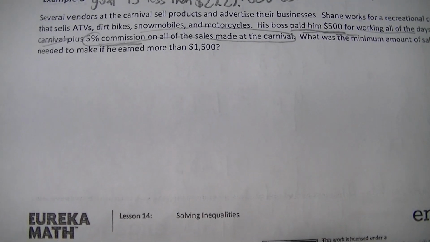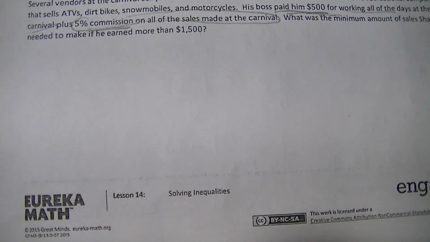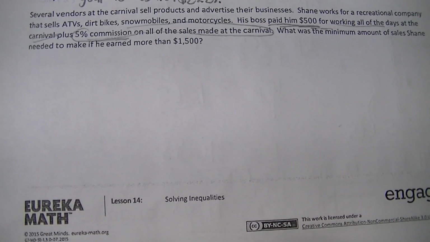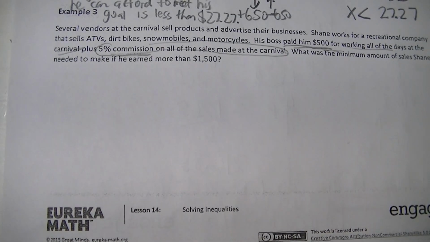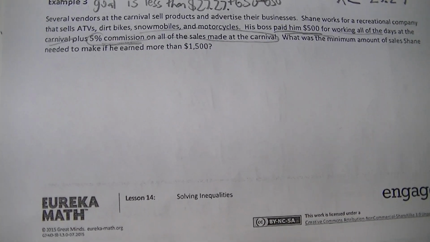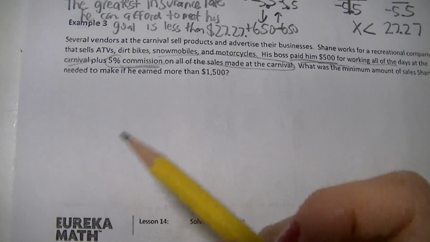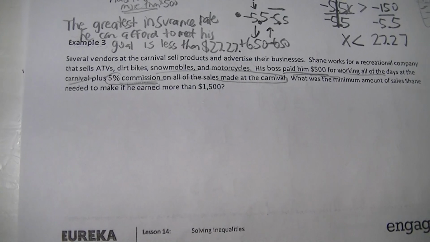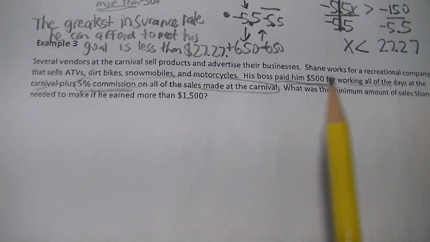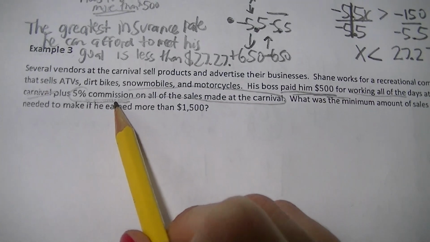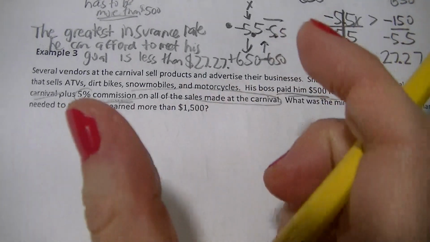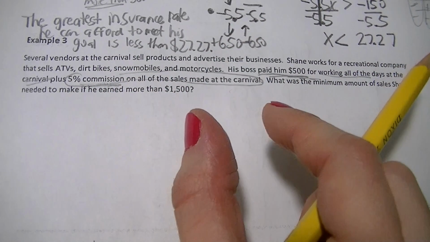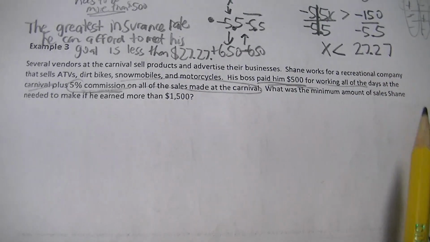I think like the Buckle, if you go into the store, sometimes those workers are kind of pushy, like they're overly eager to help you. Well, I think that's because they make commission. If you buy that pair of jeans, they make a little bit of money because they sold it to you. Similarly, this Shane guy, if he sells an ATV, he's going to make a little bit of the money if he's the one that sold it to you. That's what commission means. He gets 5% commission on all the sales made at the carnival, so whatever the grand total of sales he sells, he gets 5% of that money.